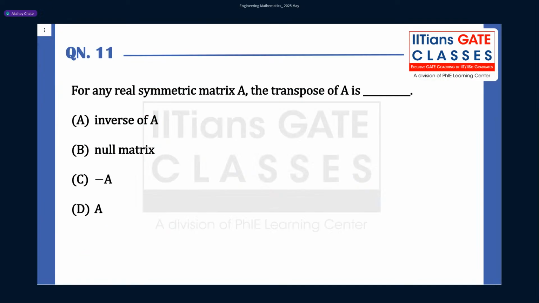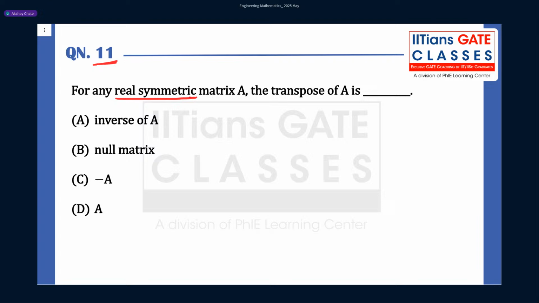This was question number 11 in your question paper. You can check the answer key accordingly. So the first question is for any real symmetric matrix. These are important keywords. In GATE exam, in any branch, the most important thing is to read the question properly and then solve it. Many students read it in a hurry, miss important details and then make mistakes.